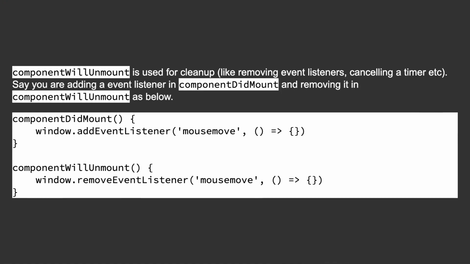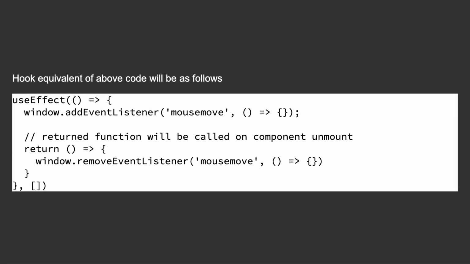componentWillUnmount is used for cleanup, like removing event listeners, cancelling a timer, etc. Say you are adding an event listener in componentDidMount and removing it in componentWillUnmount as below. Hook equivalent of above code will be as follows. The returned function in useEffect will be called on componentUnmount.